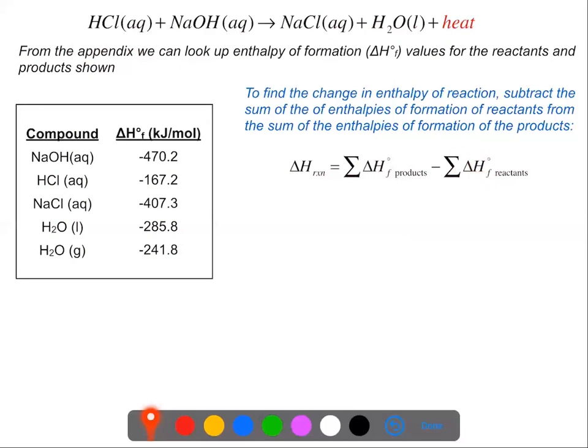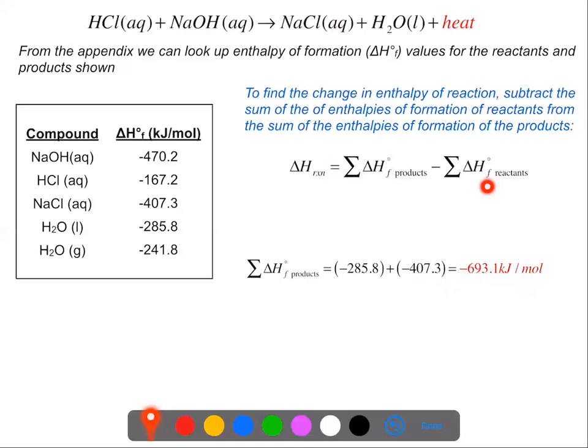So when we think about this, we can start off with the products. And so we're going to look up sodium chloride aqueous. You can see it has a heat of formation of negative 407.3. Water as a liquid has a heat of formation of negative 285.8. So if we solve that out, the sum of the products would be negative 285.8 plus negative 403.3 equals negative 693.1 kilojoules per mole. Really easy to lose your negative signs in this, so please be very careful. These are both negative values, so we're going to end up with a bigger negative.